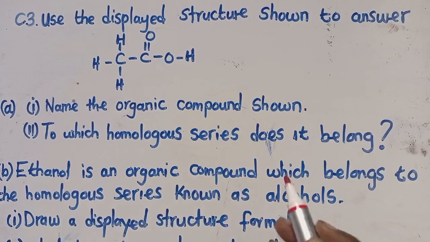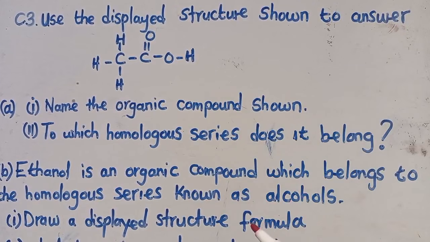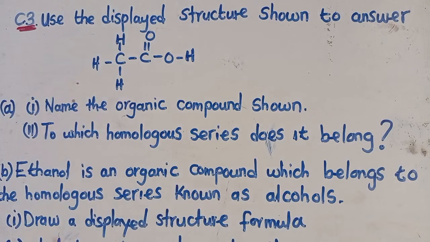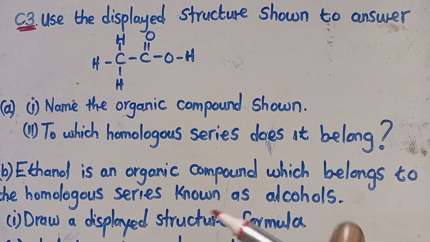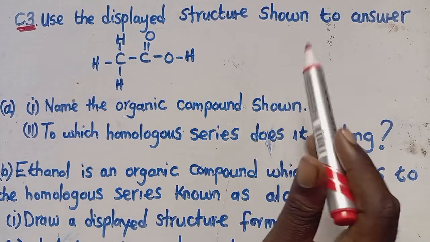Hello, so these are questions under organic chemistry coming from the 2025 GCE science paper 2, and this was under section C, question number 3. So I want us to revise through these questions together. I want you to be able to answer even the questions that you are going to find in your exams. The question is saying, use the displayed structure shown to answer the following questions.